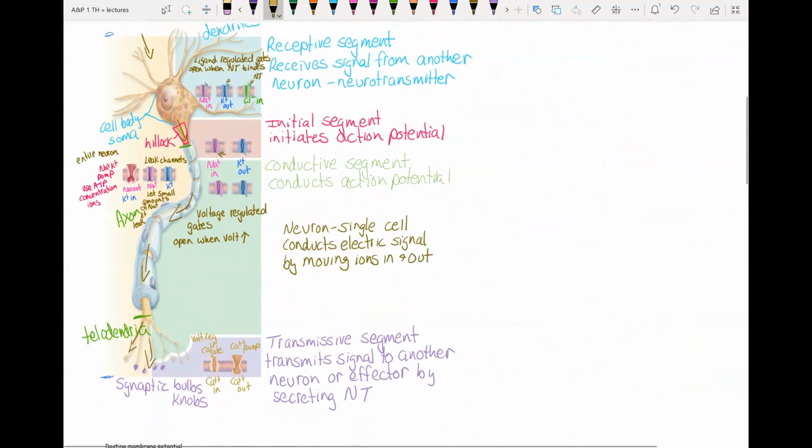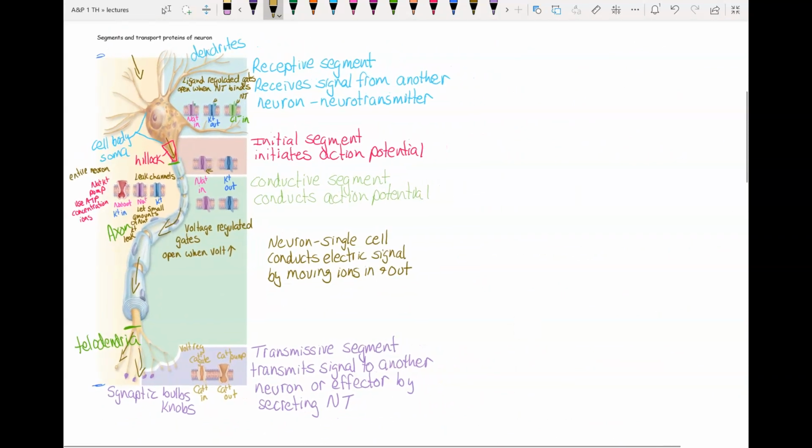Okay, so this is your introduction to a neuron. It's the parts of the neuron and the transport proteins that are moving your ions in and out. In the next section, we're going to see how this works to actually make that electric signal.